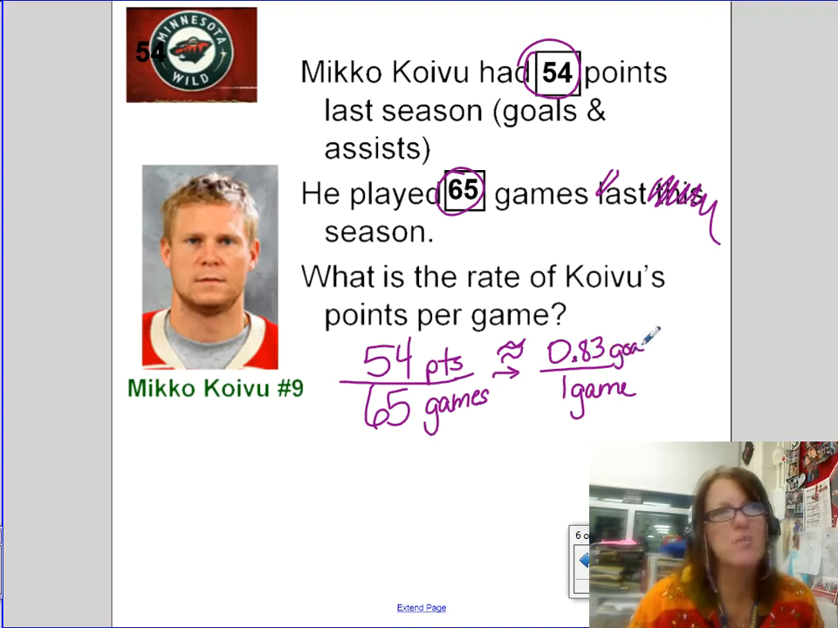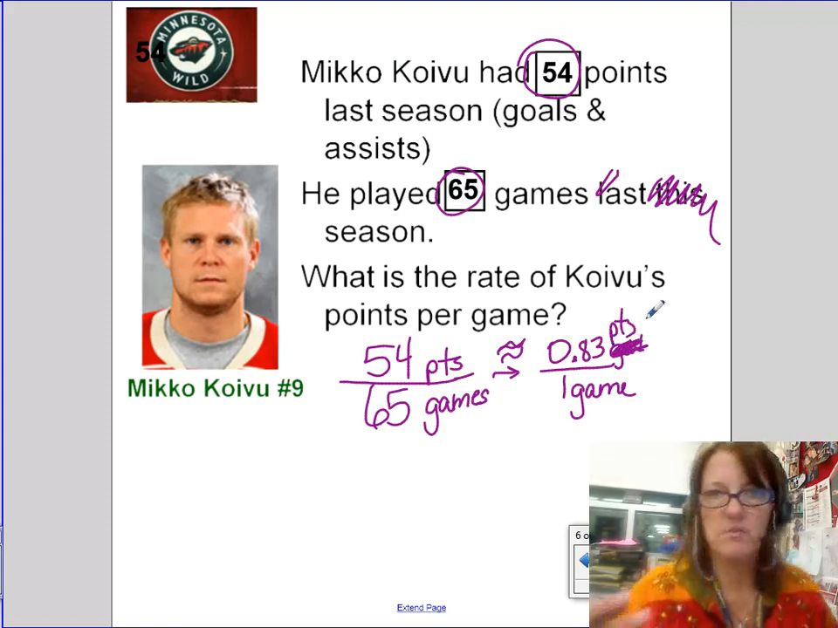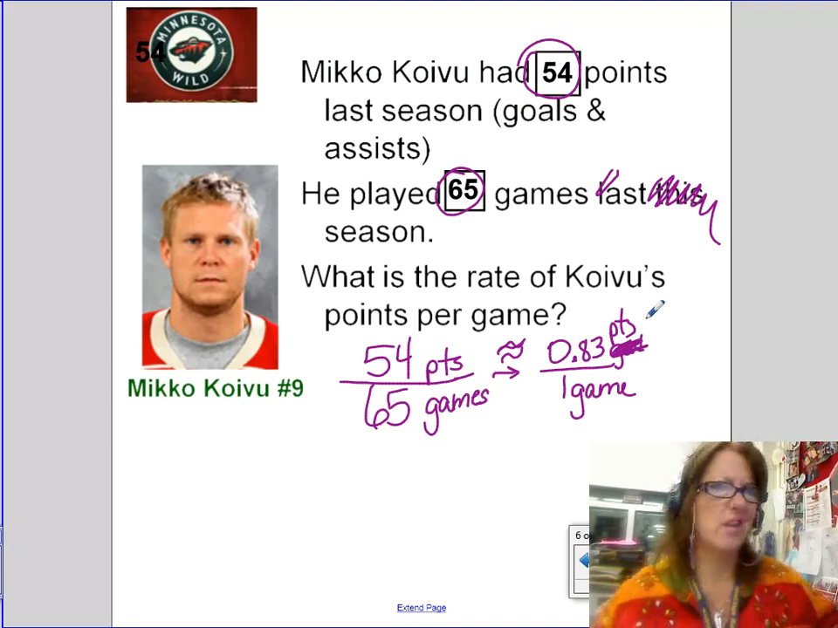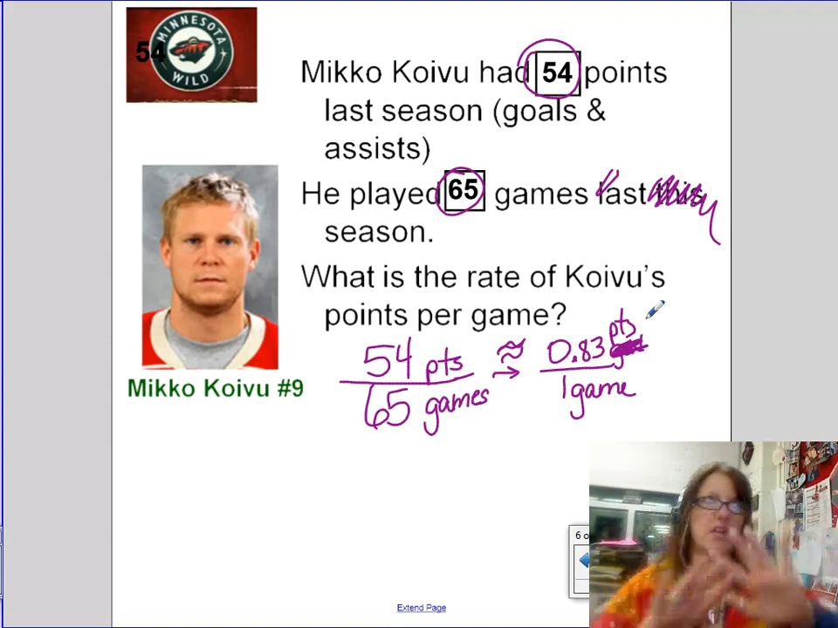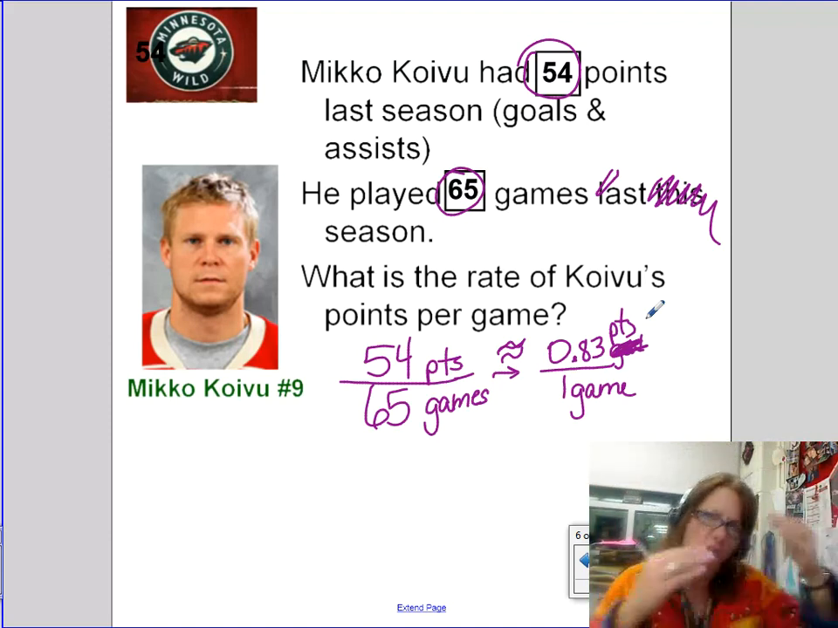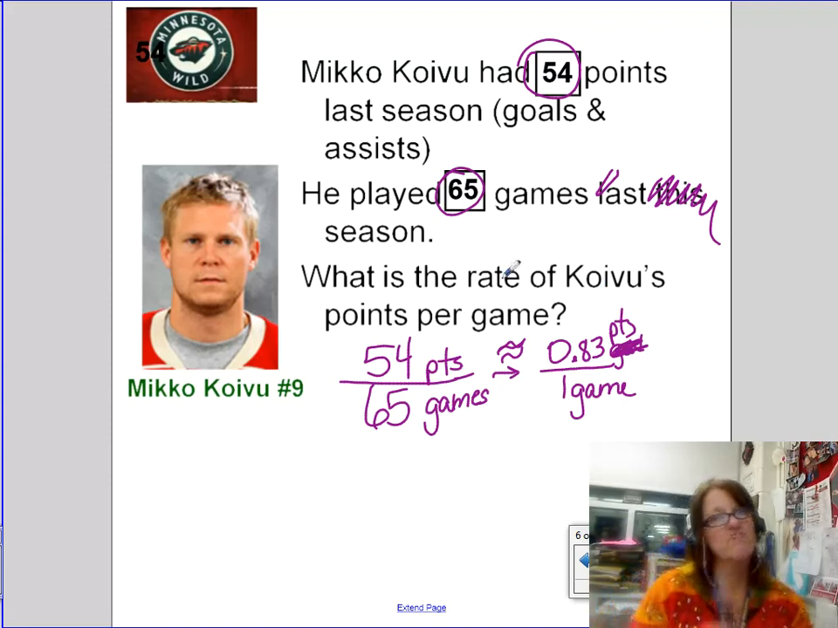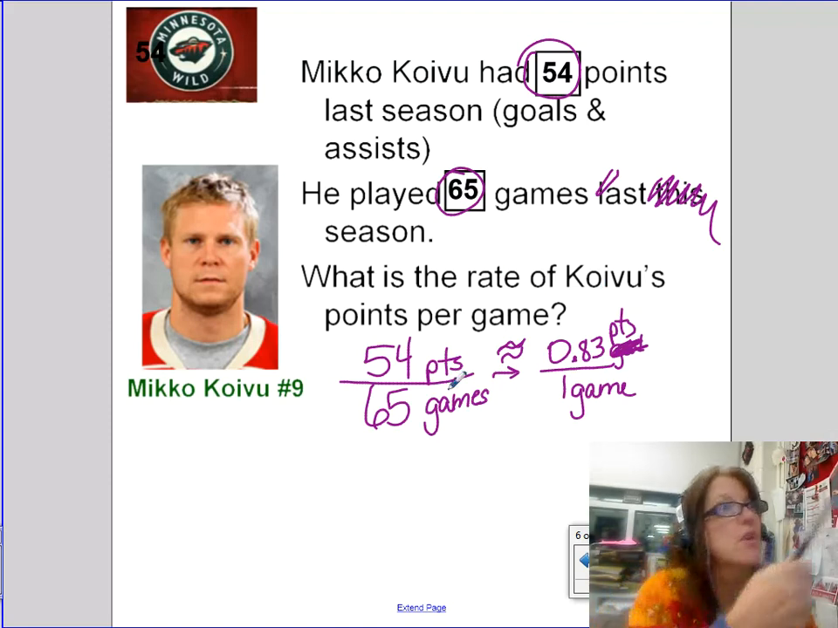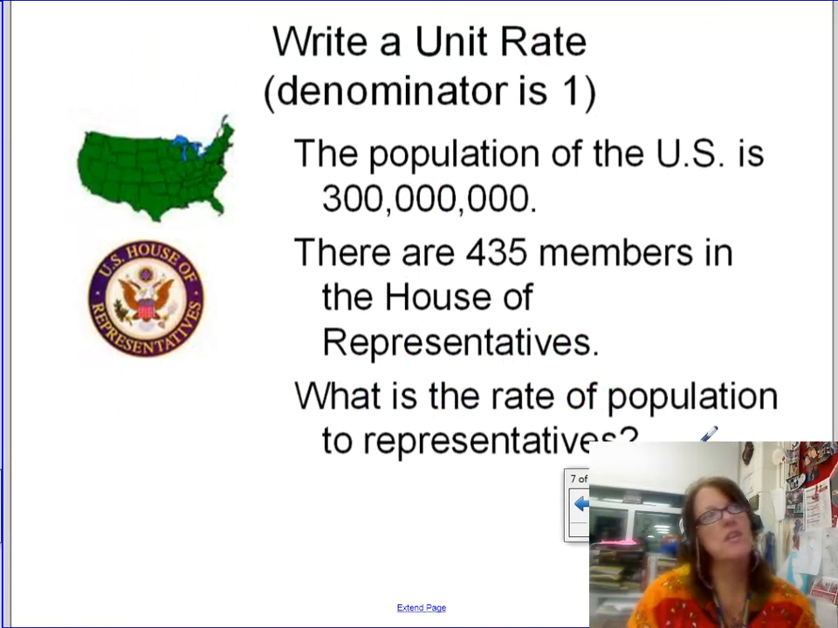Now, is that realistic? Or I should say points, right? Statistically, Mikko's not going to score 0.83 of a goal every single game, but this is an average. So we're talking he almost scores a point a game. That's pretty awesome for a hockey player. Okay? Keep up the good work. We want to get to the playoffs, man. All right. There's an instance of using your calculator.